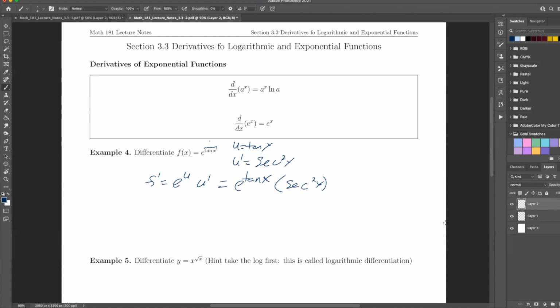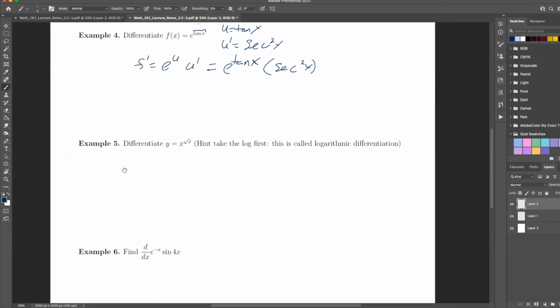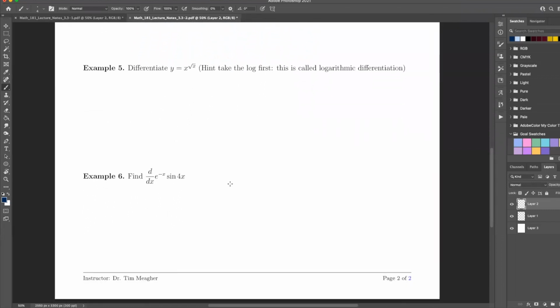I'm going to save number 5 for last, because you take a log first and then differentiate it, and you can produce the answer. It's kind of weird. So let me show you how to do 6 next, and then we'll come back to 5. When I redo these notes, I'm going to switch the order. All right, so let's do this one.